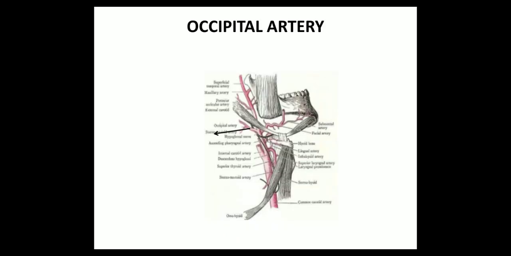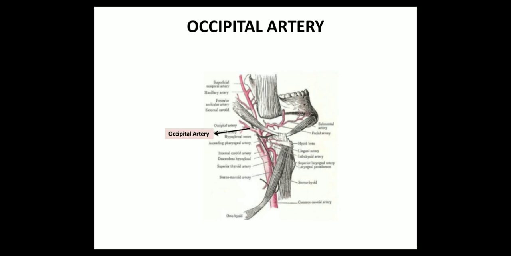So next artery is the occipital artery. It originates from the posterior aspect of the external carotid artery opposite the origin of the facial artery. It runs backwards and upwards under cover of the lower border of the posterior belly of digastric muscle, superficial to the internal carotid artery, internal jugular vein and the last four cranial nerves.